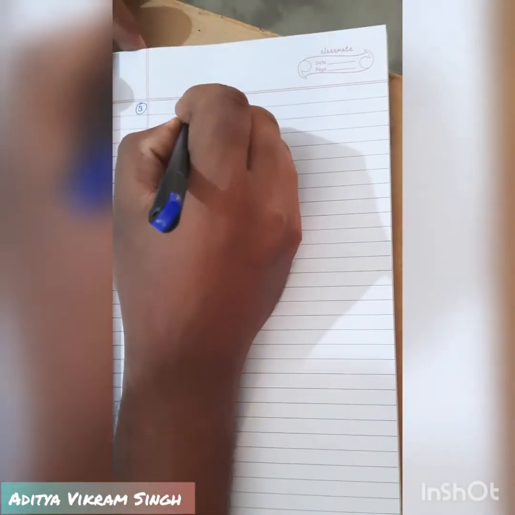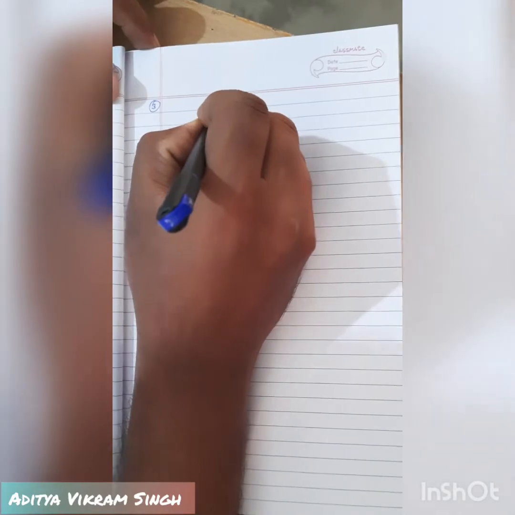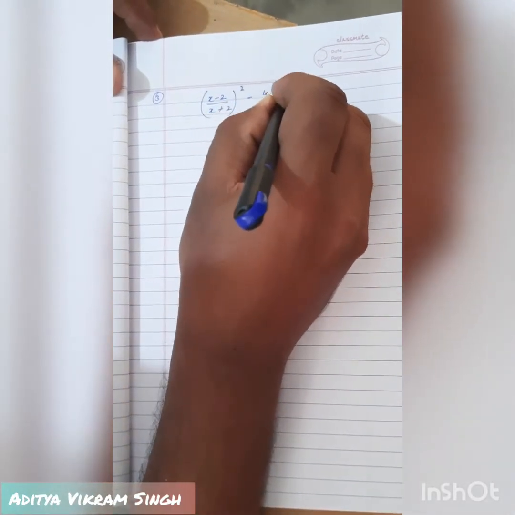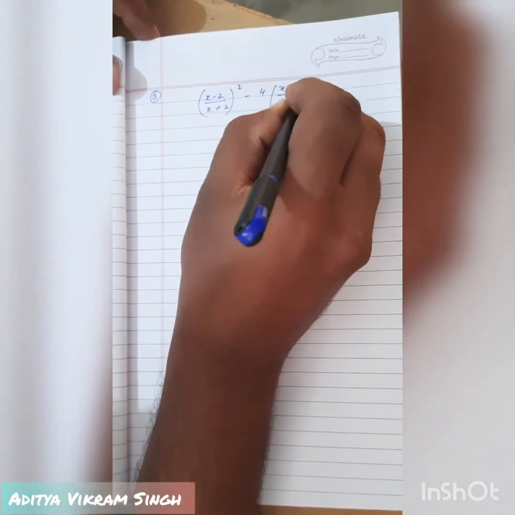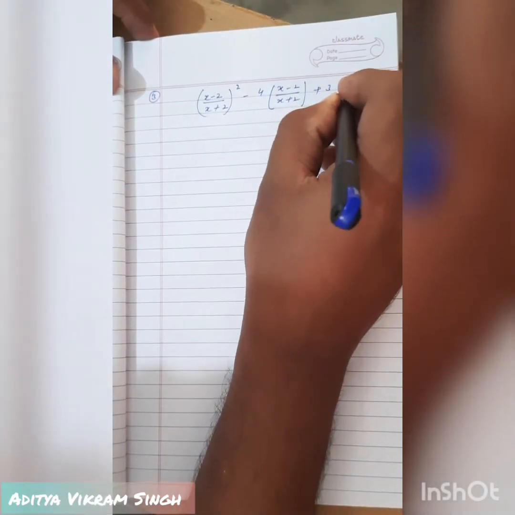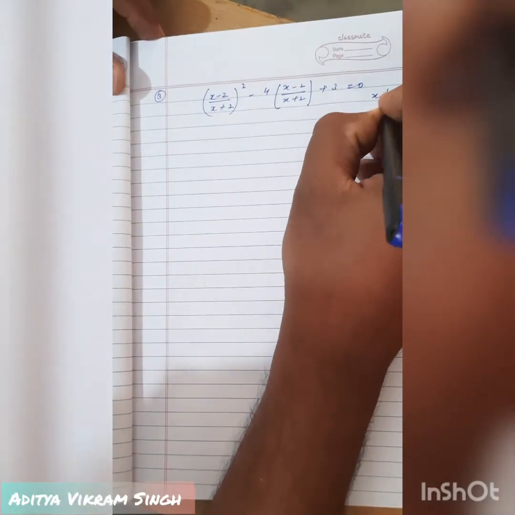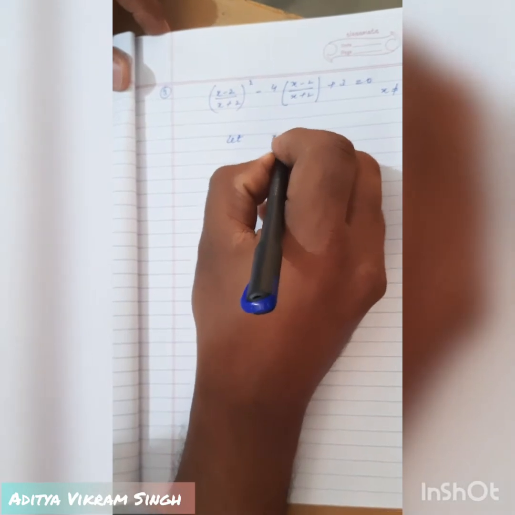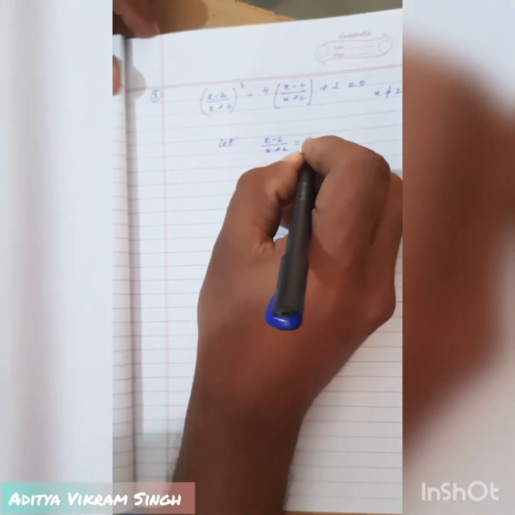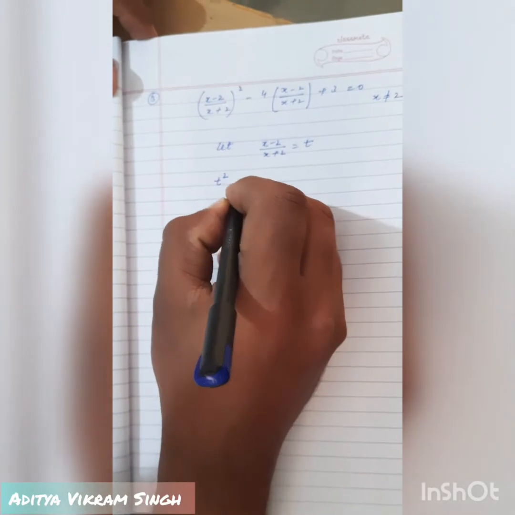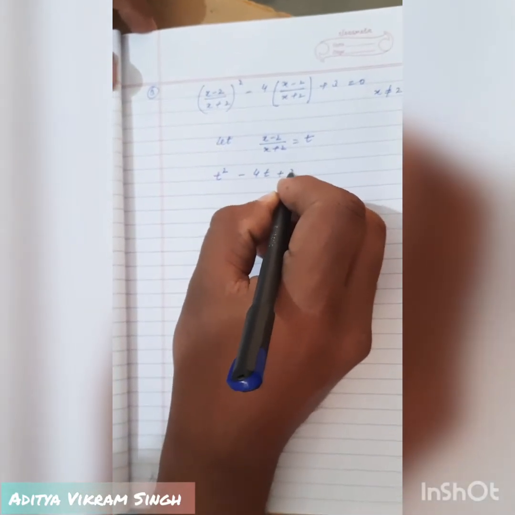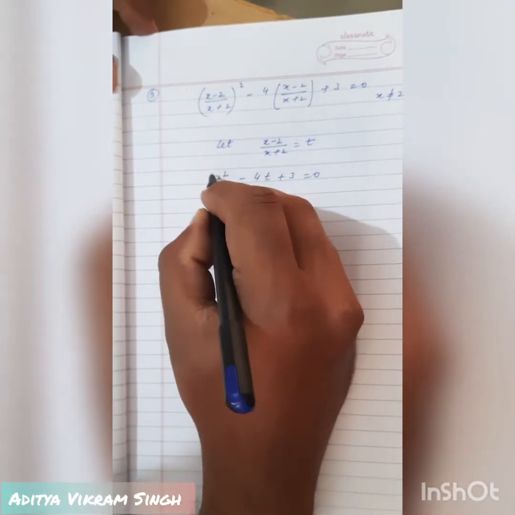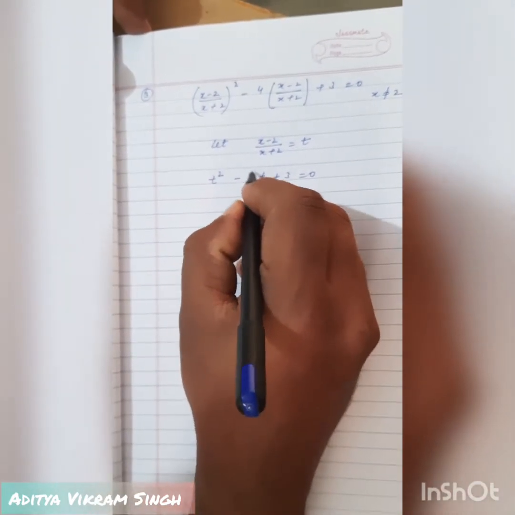Now question number 3 is x minus 2 upon x plus 2 whole square minus 4 times x minus 2 upon x plus 2 plus 3 is equal to 0. Here x is not equal to 2. So let's suppose that x minus 2 by x plus 2 is t. So this becomes t square minus 4t plus 3 is equal to 0. Now we have to multiply 3 with the coefficient of t square in such a way that we get minus 4.